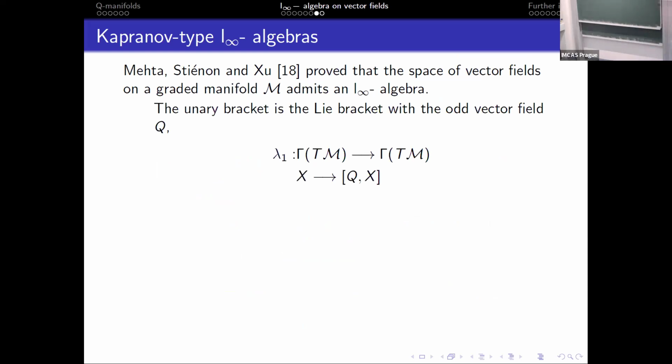That has to be somehow answered. On any vector space, you can introduce an L-infinity algebra and you say that everything is trivial. So what makes these statements non-trivial? Okay.